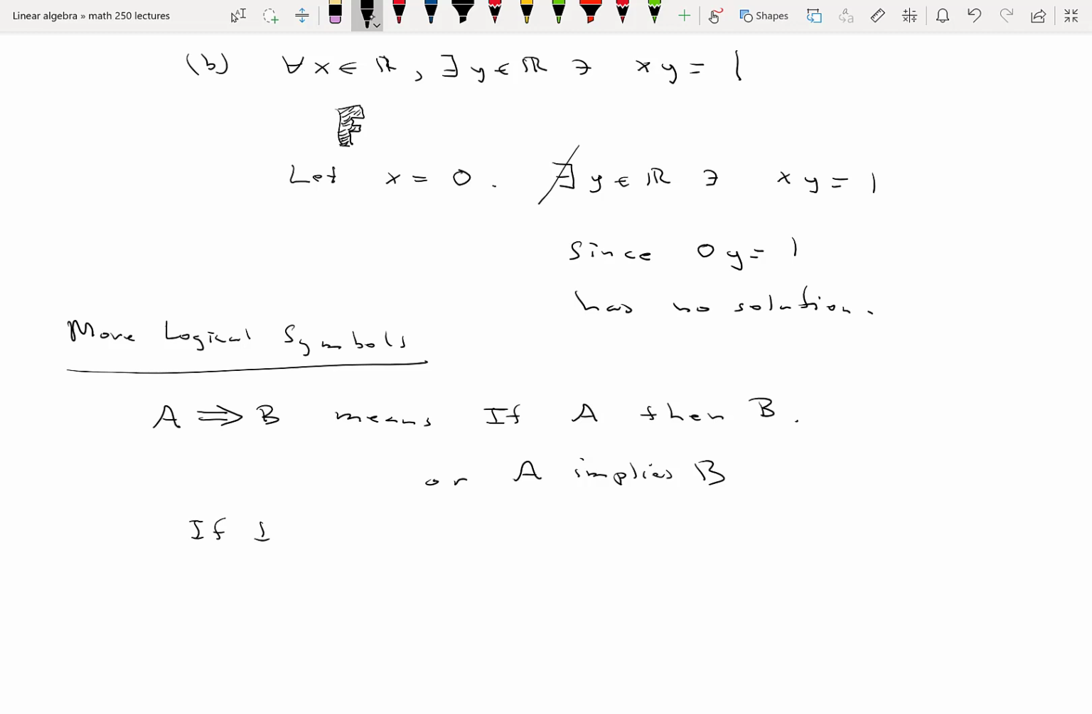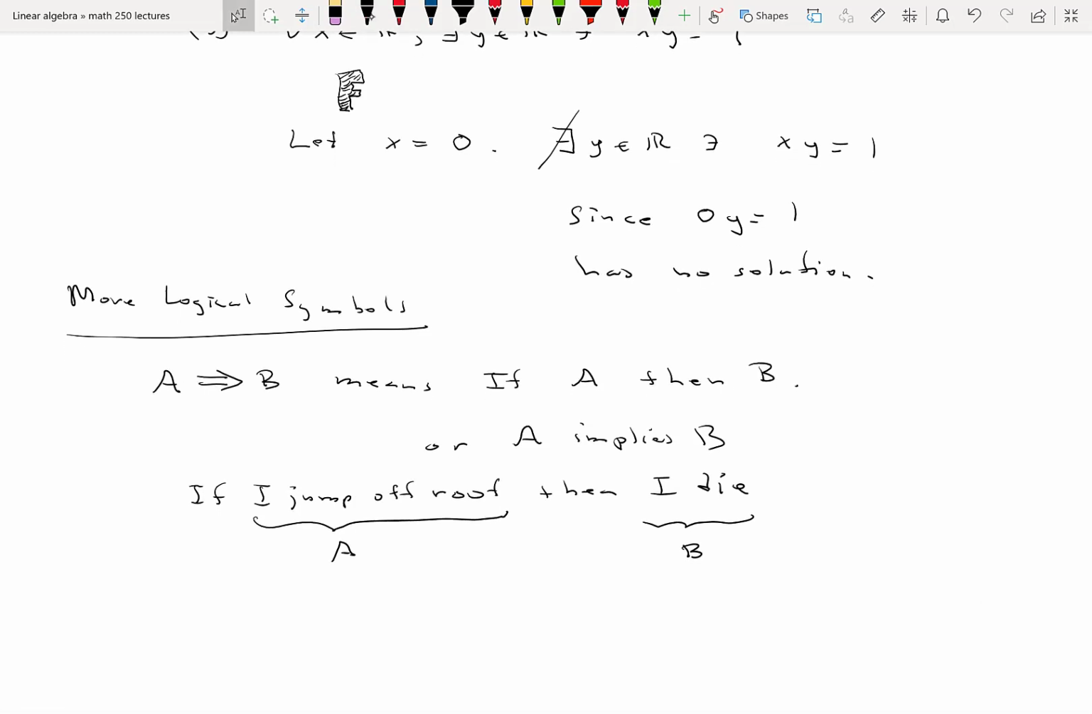If I jump off the roof, and that's kind of gross, this example, then I die. So A is the event, I jump off a roof. B is the event, I die. So A implies B. If I jump off a roof, I'm going to die. Now, can this be reversed? If I die, then I jumped off a roof? No.